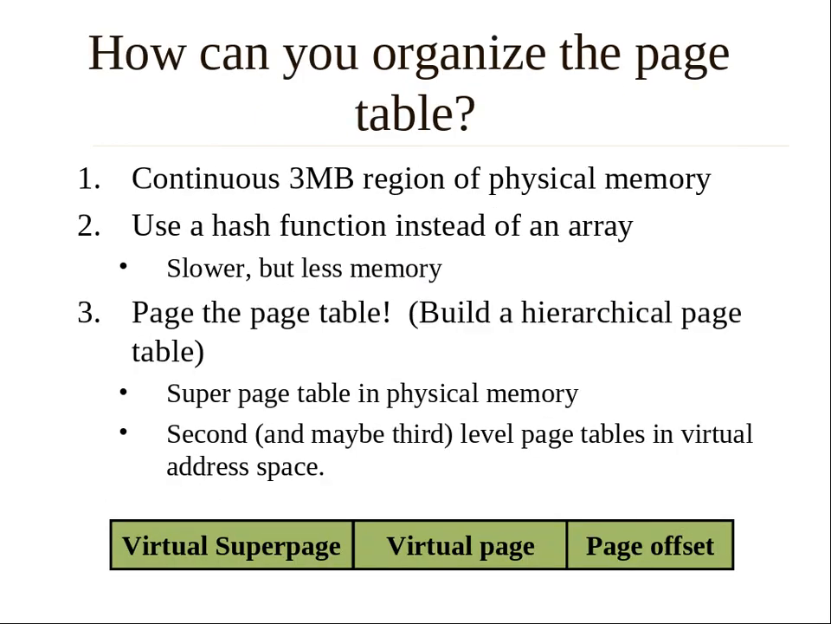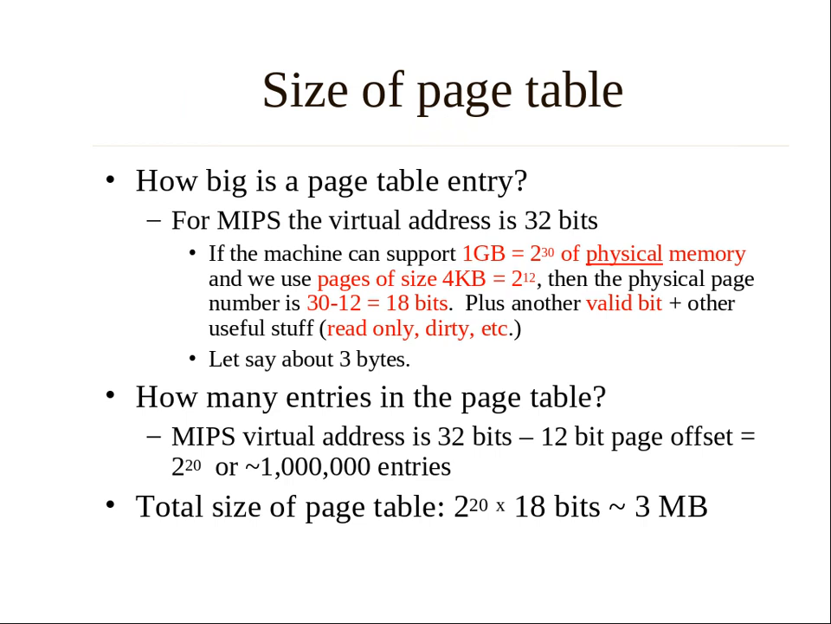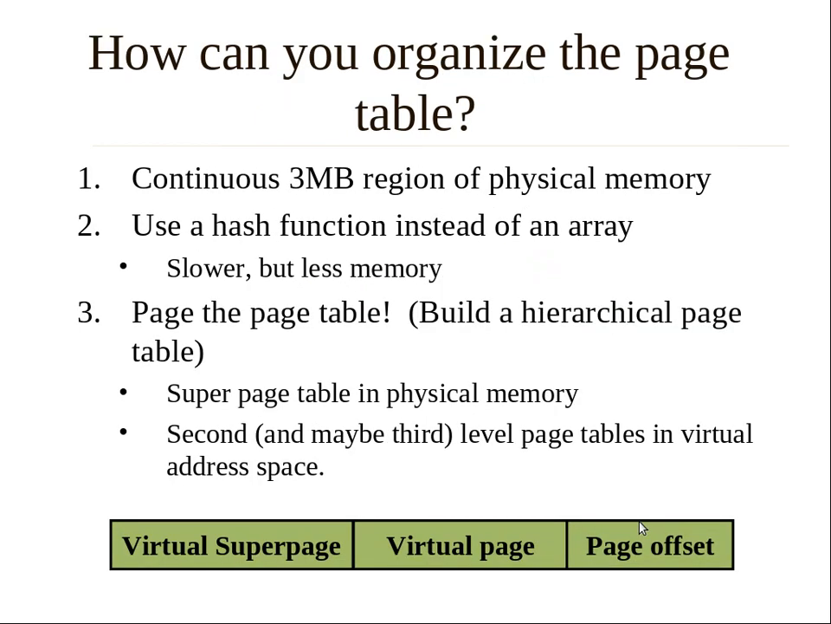How can you organize the page table? You can make it a contiguous 3 megabyte region of physical memory. And for modern systems, that would probably be okay. But hopefully you can see with a 64-bit system that this is not going to be acceptable whatsoever, because now instead of 30 minus 12, if you have, let's see, 16 or 64 gigabytes of RAM, this number is going to jump up into megabytes, possibly close to a gigabyte, depending on what's going on.